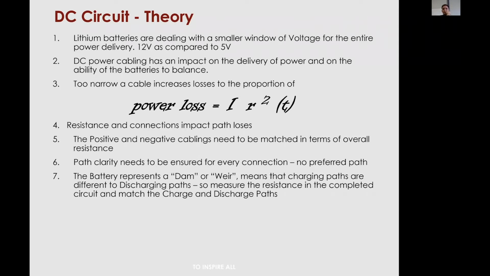And the final thing in the theory is the battery represents a dam or a weir, which means that in the water pipe scenario, you actually have a sudden expansion of that water pipe, which means the current on the other side of the pipe in a straight flow through is vastly reduced compared to the incoming pipe, or vice versa, depending on your charging and discharging scenario and the path. So you want to take that into cognizance when you're building your DC circuit.